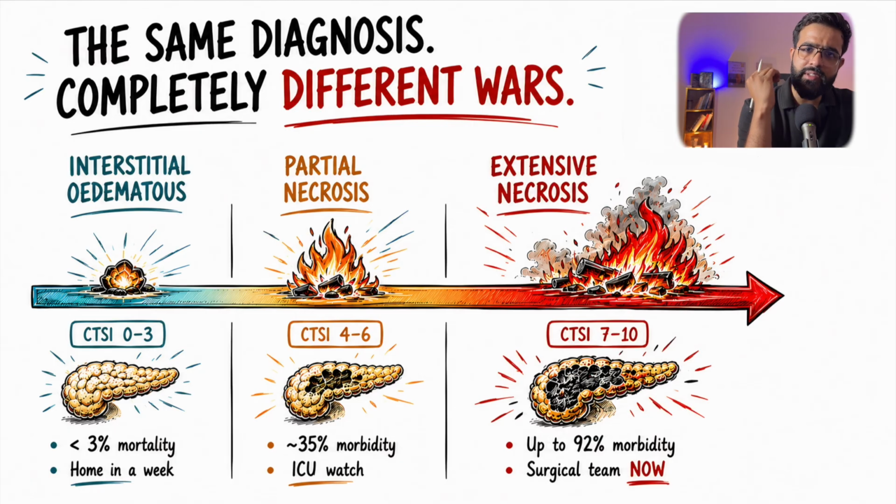The CTSI between 0 to 3, this is mild disease. Morbidity is less than 3% and mortality is nearly 0 if you properly treat the patient. The CTSI between 4 to 6, this is the moderate disease. Morbidity rises to 35% and mortality to 6%. The CTSI of 7 to 10, this is the severe disease. Morbidity up to 92% and mortality up to 17%.